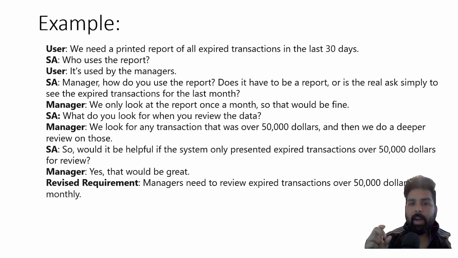So your final requirement when you articulate it is going to be: the manager needs to review expired transactions over $50,000 monthly. Now this requirement explains who needs this, what is required, and why it is required. Okay, so I hope this explains very clearly. Let's look at a few more examples.